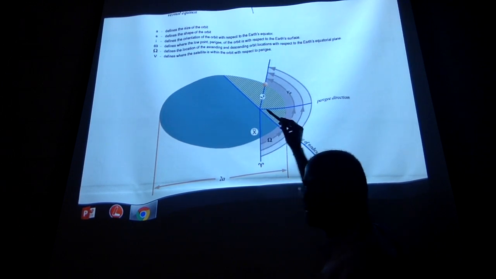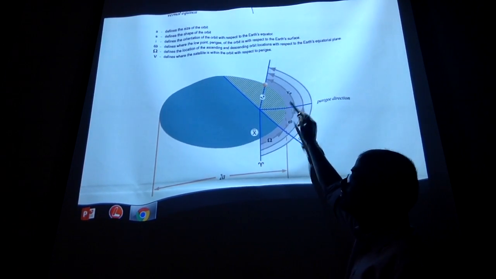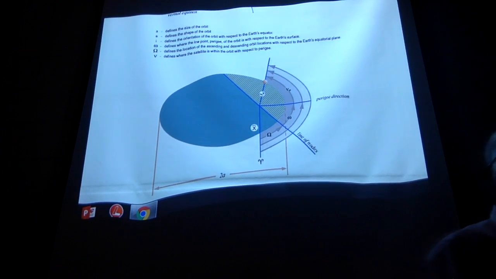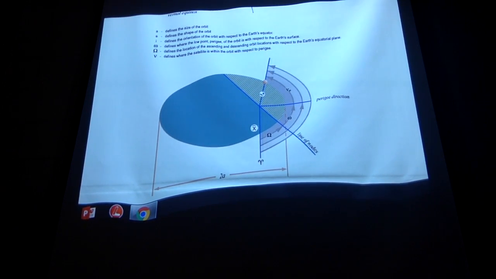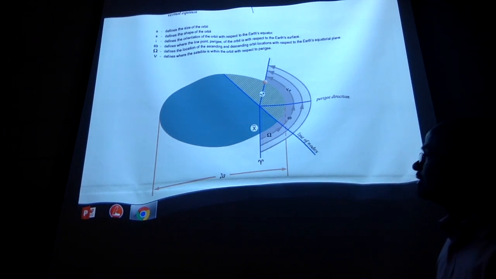Is that the ascending node? No, that is the periapsis, or the perigee. Why is this the ascending node? Because it's coming up. It's coming up from above. Yes. So if you see, what does that mean? You said ascending node?